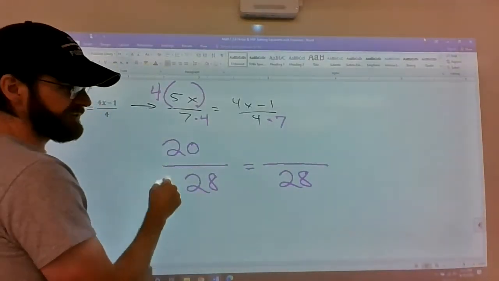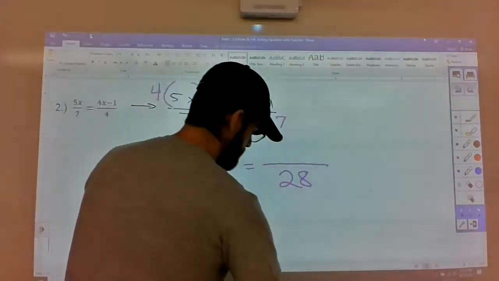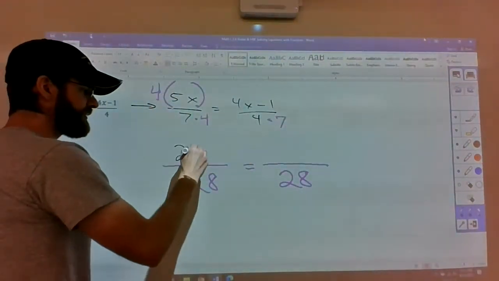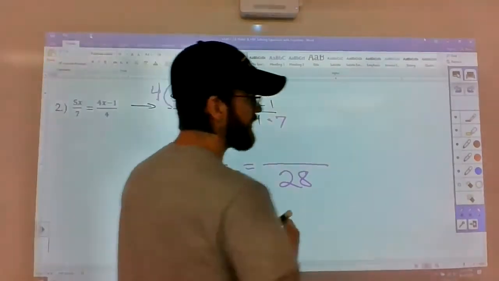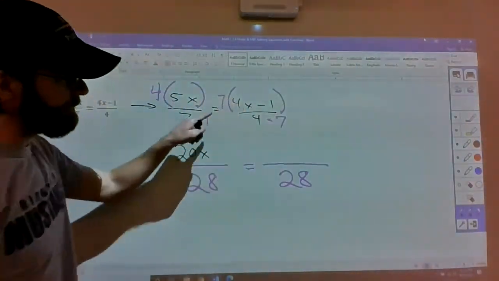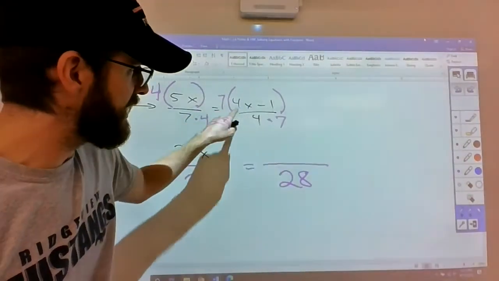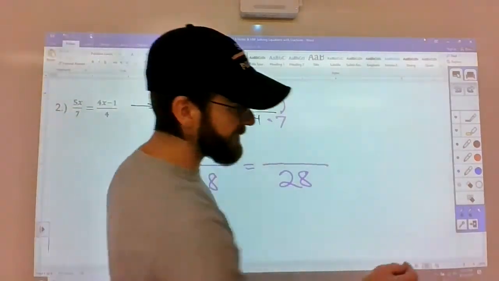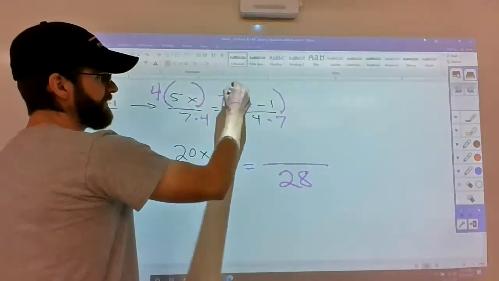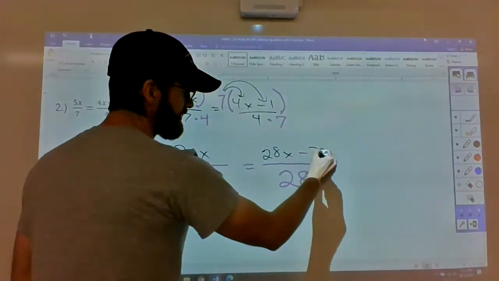Yeah, I actually want to make this a different color. 20x. And then here, multiply this top by 7. Notice that I'm multiplying the entire expression times 7 and not just the 1 and not just the 4x. That's a big mistake a lot of students make. So 7 times 4x is 28x. 7 times negative 1 is minus 7.